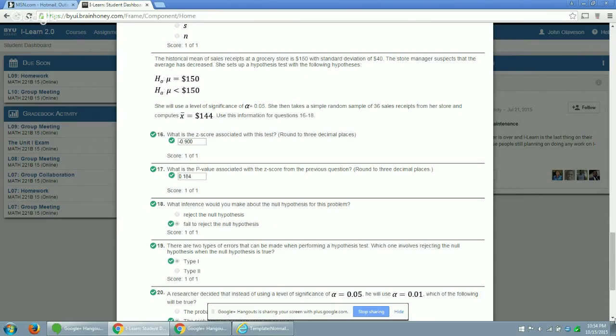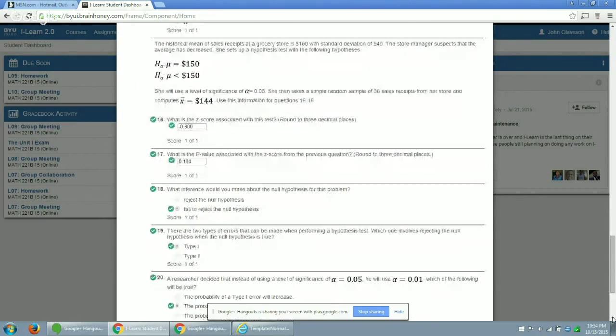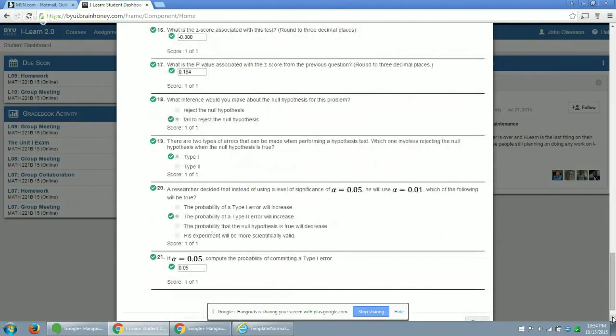The next one. There are two types of errors that can be made when performing a hypothesis test. Which one involves rejecting the null hypothesis when the null hypothesis is true? If you reject the null hypothesis, but in reality it's actually true, so you're saying it's false but it's actually true, you committed what they call a type 1 error.